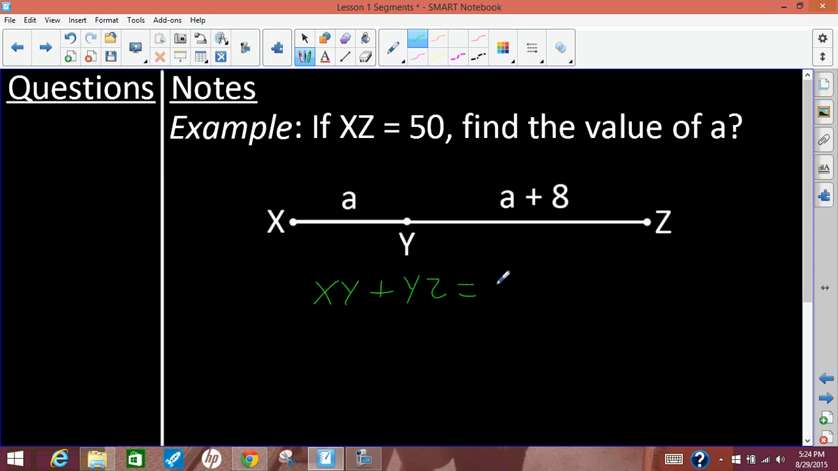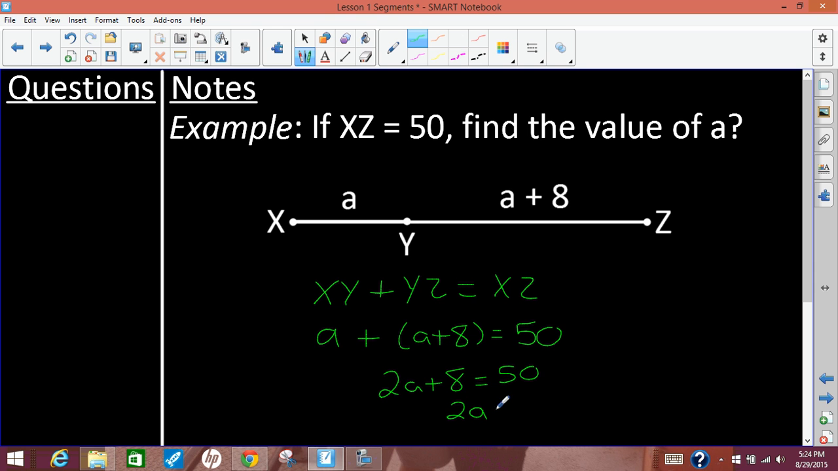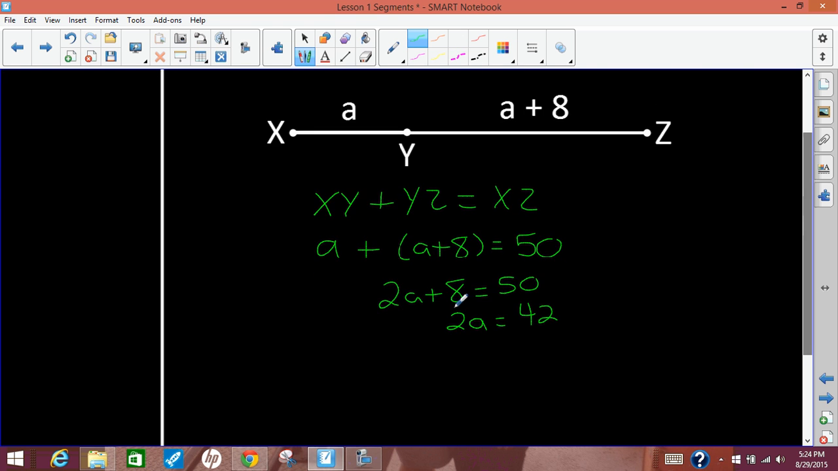So we have these two smaller segments that equal the entire segment XZ. I'm just going to plug in what I know. I end up with 2a plus 8 equals 50. I'll subtract 8 from both sides and get that 2a is 42. Divide both sides by 2 and get a is 21.